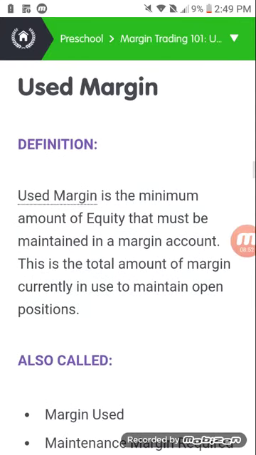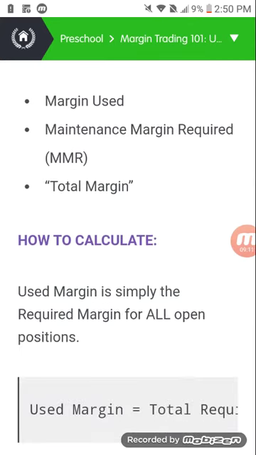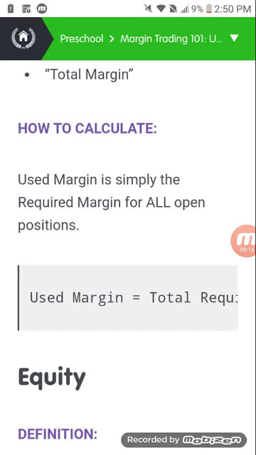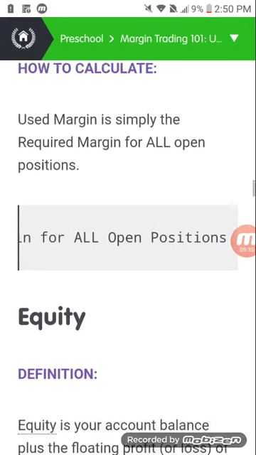Okay, so used margin. The definition of used margin: used margin is the minimal amount of equity that must be maintained in a margin account. This is the total amount of all the margin currencies used to maintain open positions. It's also called margin used, maintenance margin required, or total margin. How to calculate the total margin or used margin is simply the required margin for all open positions. So for all the open positions, the sum of all the required margin is how you find your used margin.